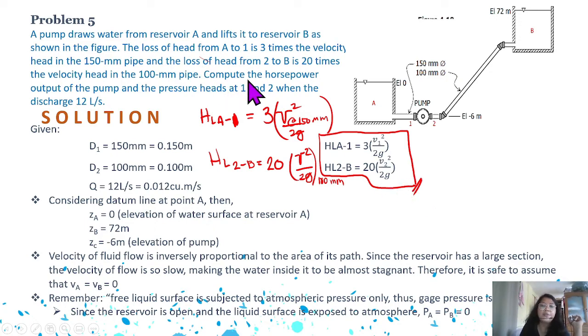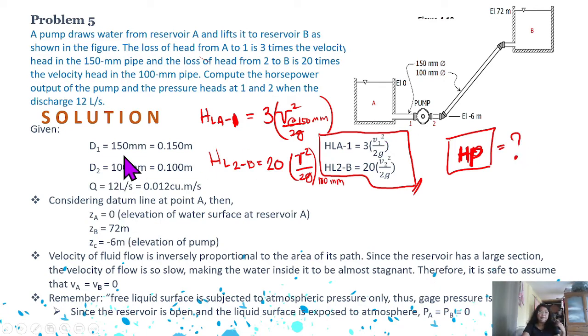Malinaw. Compute the horsepower output of the pump and the pressure heads at 1 and 2 when the discharge is 12 liter per second. Okay. Horsepower pala. Kabayo. Okay. So, hanapin natin si horsepower. That is a unit of energy or power, diba? Si HP is what?